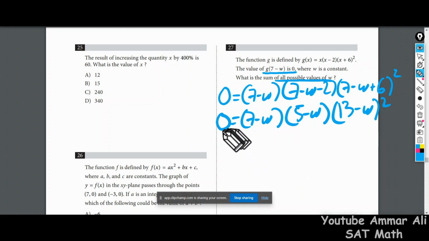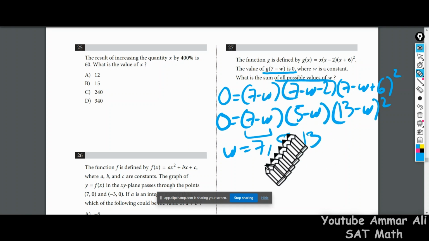If this entire equation is equal to 0, then any one of these terms can be the one that is 0 to make the rest of the equation equal 0. So we need to figure out, for each of these binomials, what is the value of w that makes the binomial equal to 0. Pretty straightforward. Over here, it's just going to be 7, because 7 minus 7 is 0. Then over here, we have 5, and then lastly 13.